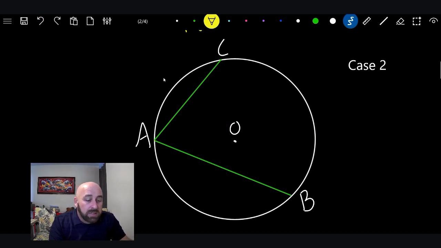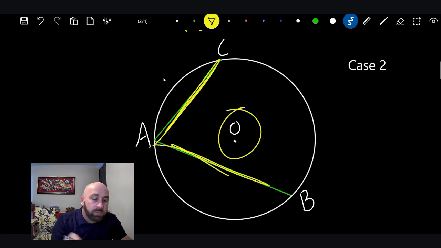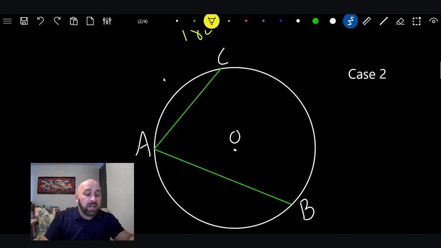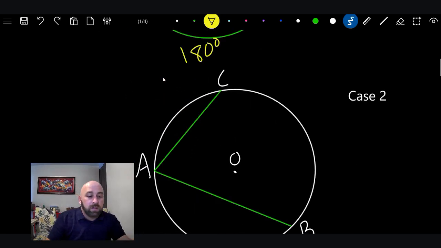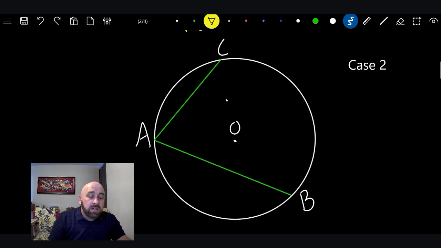Case two is where the center point is inside of, look, it's inside of my angle. Here's the center point inside my angle. Here, the center point was on my angle. There's the center point right there on my angle. Okay, so now this one, case two, is where the center point is inside of my angle. And you can see that is on page number 151, page 151.